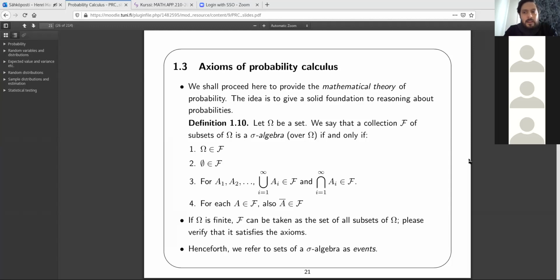So this omega itself is the set of all sample points, and this F you can think of as all possible events. It has the property that omega is an event and the empty set is an event. And with these set-theoretic notions, the union of events is an event, the intersection of events is an event, and the complement of an event is also an event, right?